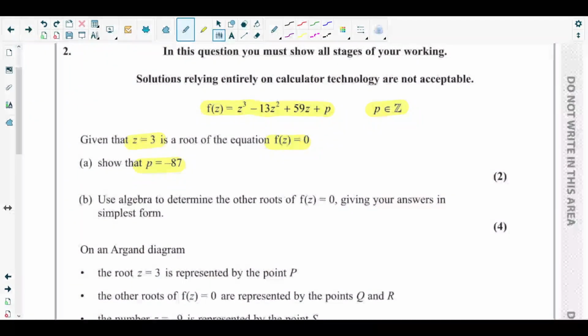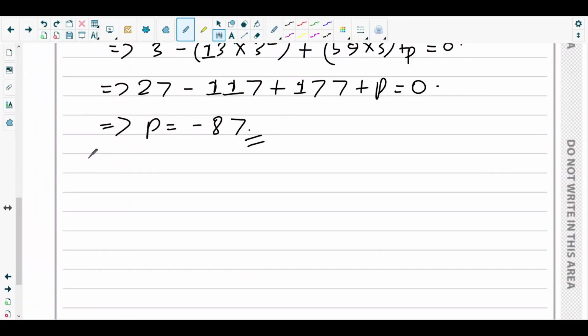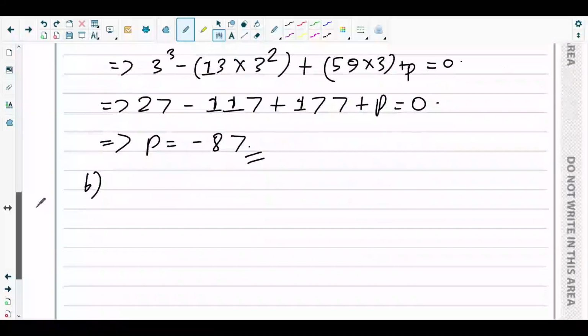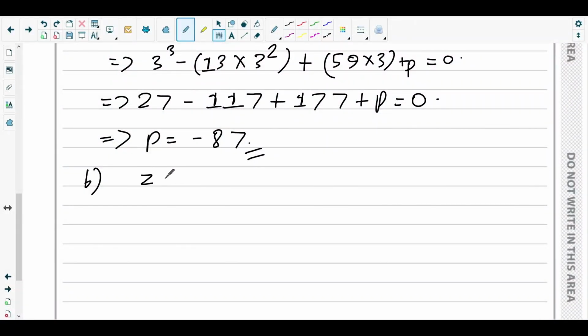Fine. Next is part B. In part B, the question is asking to use algebra to determine the other roots of f(z) = 0, giving your answers in simplest form. So we need to figure out the other roots of f(z). We already know that z = 3 is one of the roots, so we can use this root to approach the answer for part B.